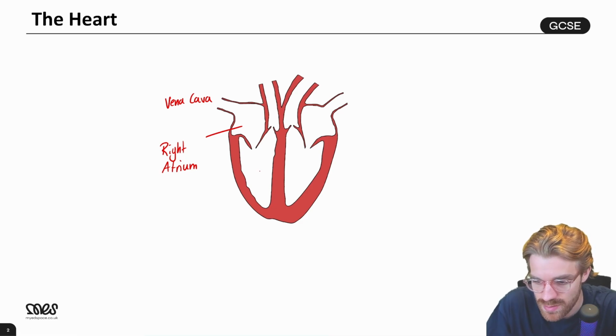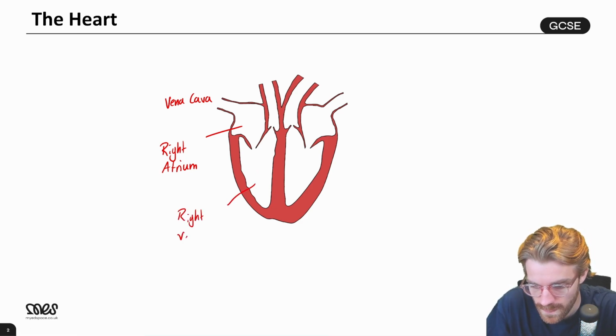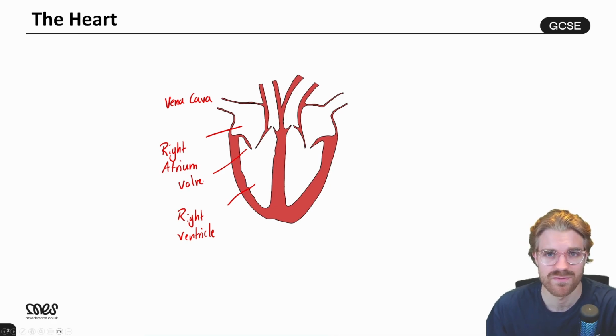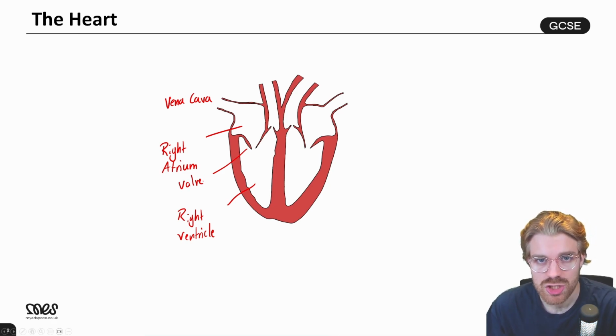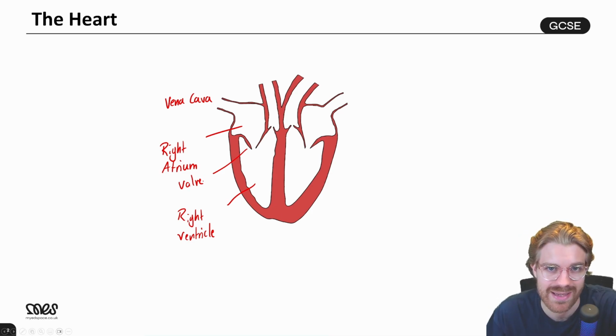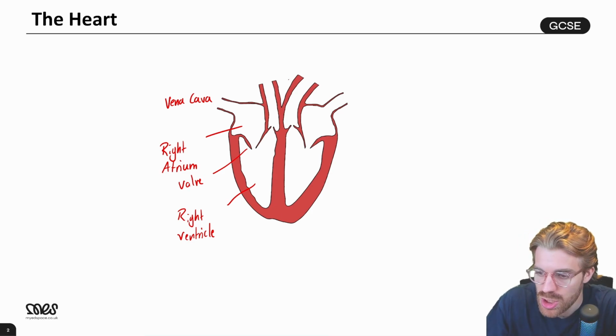The right atrium then leads into the right ventricle. And between the atria and the ventricles, we also have a valve here. The valve is there to prevent the backflow of blood, so that when the ventricle contracts, the blood goes out through the arteries and not back into the atrium. So speaking of that artery, we have our pulmonary artery here.